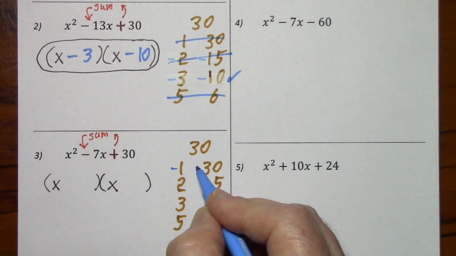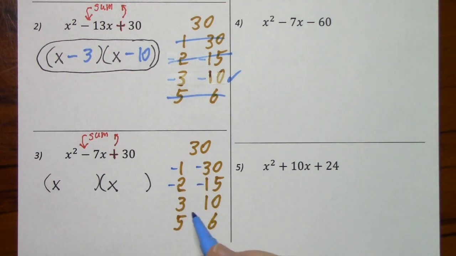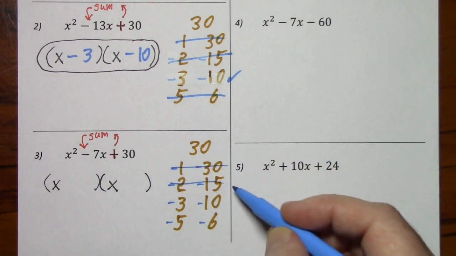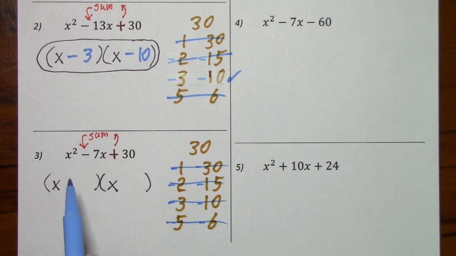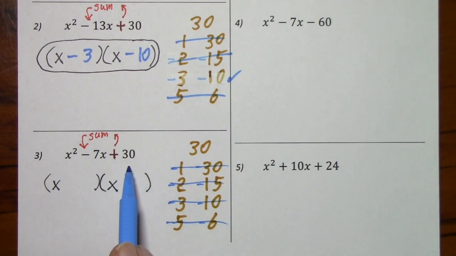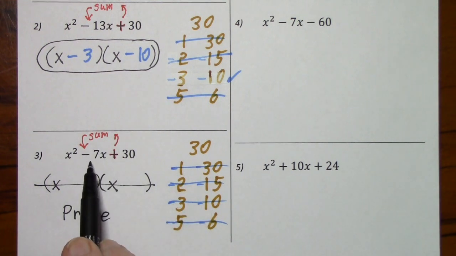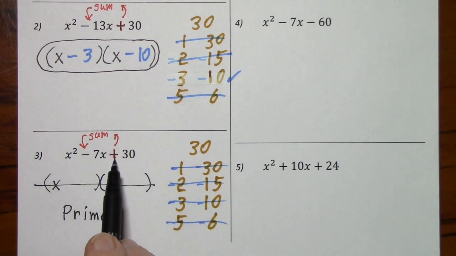But if both signs are negative, there's no way to get a negative 7. So none of these will work. And this trinomial is prime. Again, if you put in a negative 10, a positive 3, you could get your negative 7, but you wouldn't get a positive 30 when you multiplied.